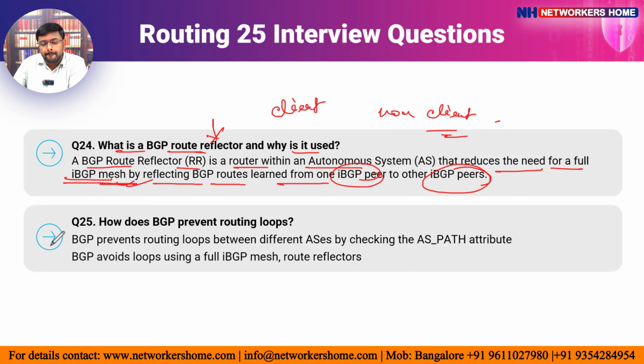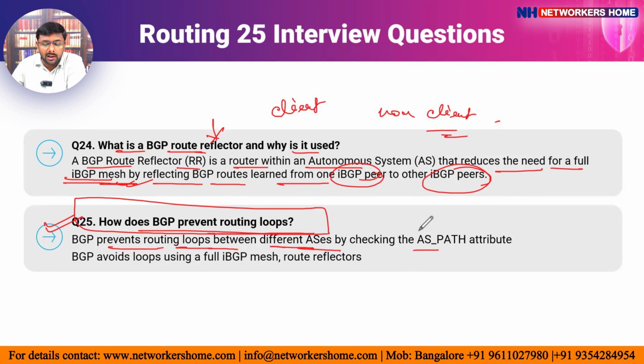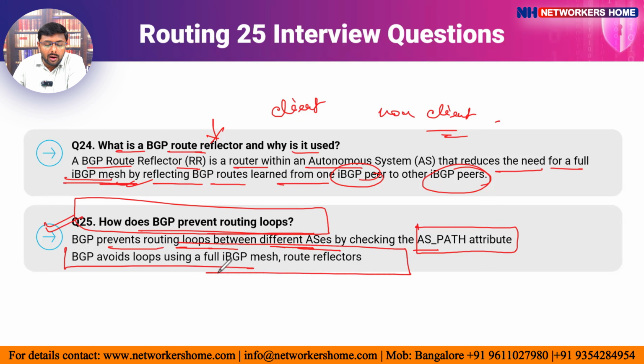And the last question that we have is, how does BGP prevent routing loops? BGP prevents routing loops between different autonomous systems by checking the AS path attribute, and within an AS, BGP avoids loops from a full iBGP mesh by using the route reflector. So this is all 25 interview questions based on routing.